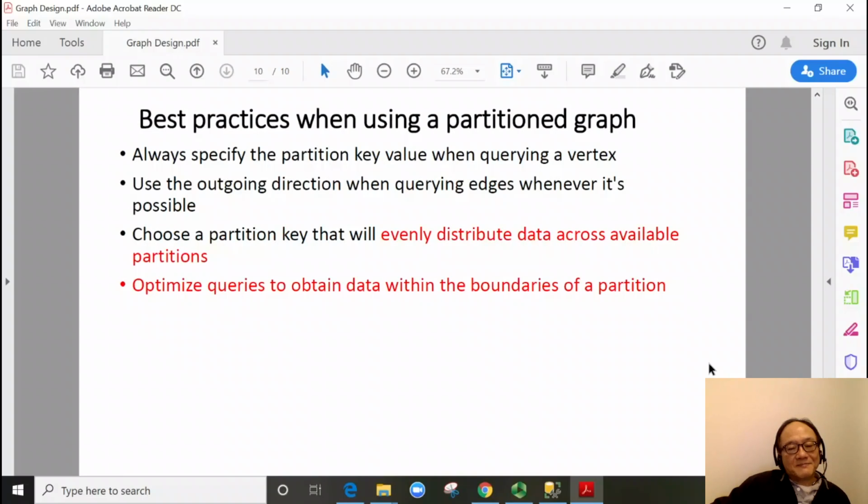Here are some best practices when we do graph partitioning. We want to make sure we select a partition key or a sharding key that will evenly distribute data across all available partitions. Also, when we traverse a graph, we want to write queries that will possibly get the data from a single partition. It will greatly improve the traversal performance.